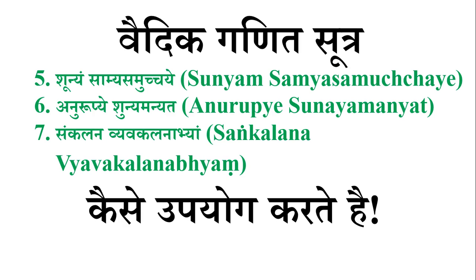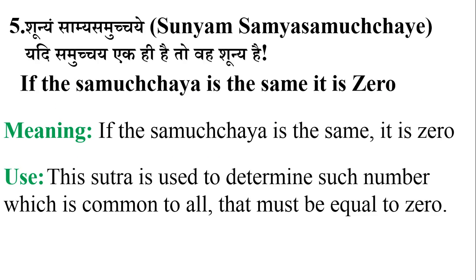And here, the very first one is Shunyam Samya Samuchaye. The meaning of this is very simple: if the Samuchaya is the same, it is zero. First of all, you should understand the meaning, and then we will go on to apply it and learn how to use it. What does it mean actually? If the Samuchaya is the same, it is zero. Now, how to use it.